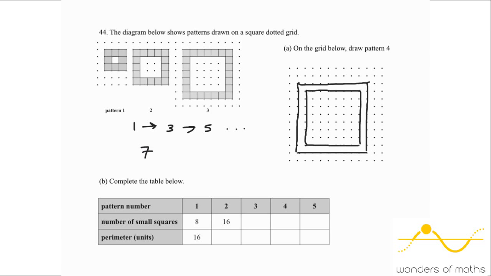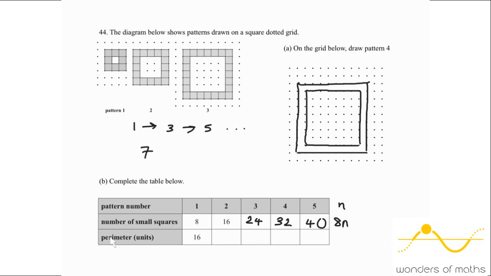Now moving on to the second part of the question, we are asked to complete the table below. From the 2 pieces of data already here in the number of small squares row, we can already see a pattern emerging. If your pattern number is your nth term, then the number of small squares is 8n. So we can continue filling in this row using this rule. So multiplying 3 by 8 will give us 24 and so on. If you have extra time to check your answers, you can even manually count the number of small squares to make sure you're on the right track.